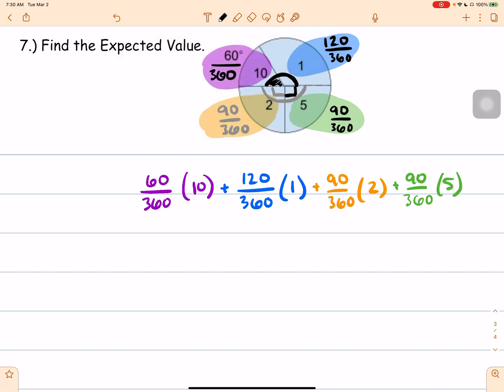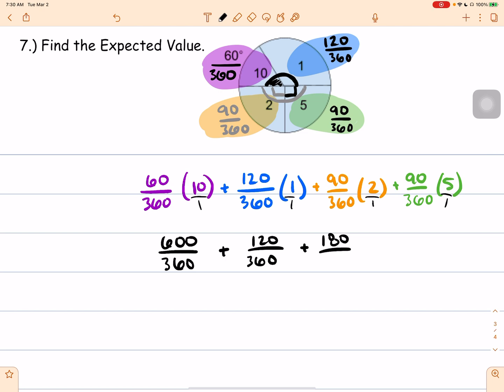So if you remember right, you can just put all of these over 1 and then multiply straight across. So 60 times 10 is 600. 360 times 1 is 360. 120 times 1, 360 times 1, 90 times 2 is 180. 360 times 1 is 360. 90 times 5 is 450. 360 times 1 is 360.